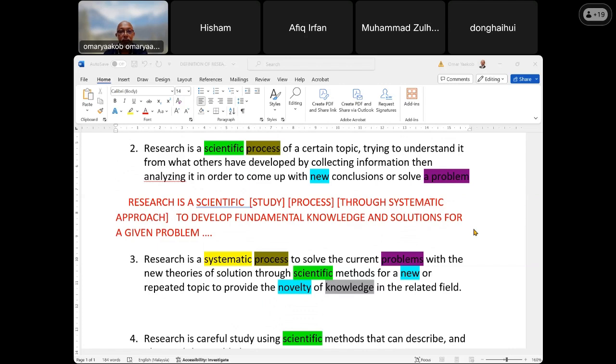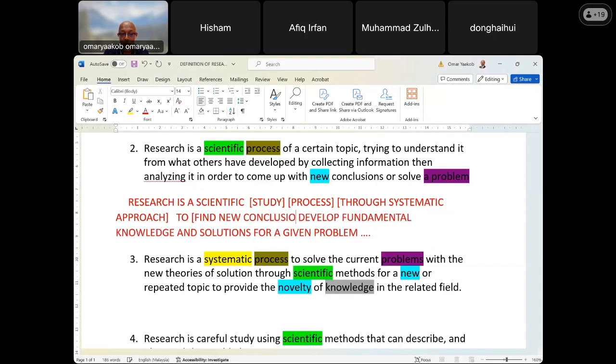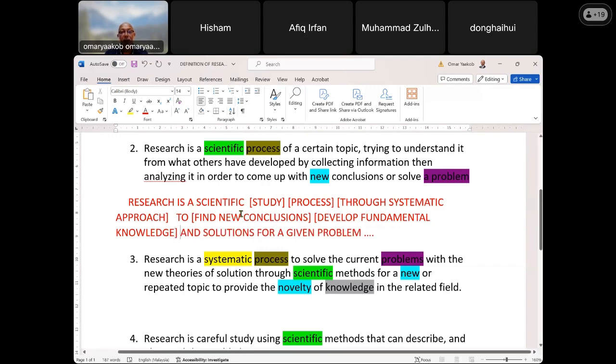To find new conclusion. So you say here, instead of to develop fundamental knowledge, it is to find new conclusion. Is that what you mean? Yes, to find new conclusion. Okay, because I can accept that. I leave it to the class, this is the class definition. So I put it again in square brackets because I'm not sure whether you agree. So we are talking about fundamental knowledge first. Is it to find new conclusion or to develop fundamental knowledge? So I open again for the class.